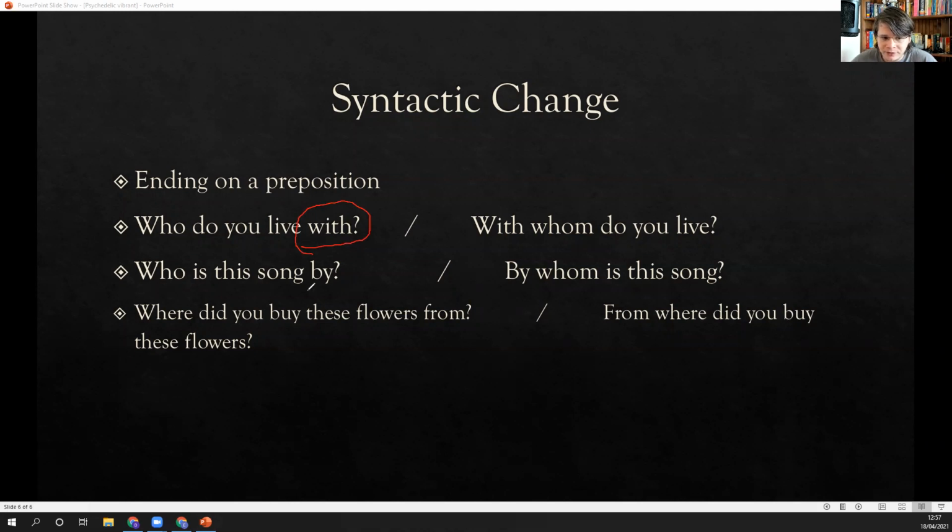Okay, for example, who is this song by? That's what people say nowadays. By whom is this song sounds really old and antiquated to me. But some people even today would consider this to be more correct. And where did you buy these flowers from? Some people say ending on this preposition from is wrong, but it's what people actually do. So in the traditional sense, it would be from where did you buy these flowers? But like I say, not many people do that nowadays. So that's an example of a change in syntax, a change in sentence structure.